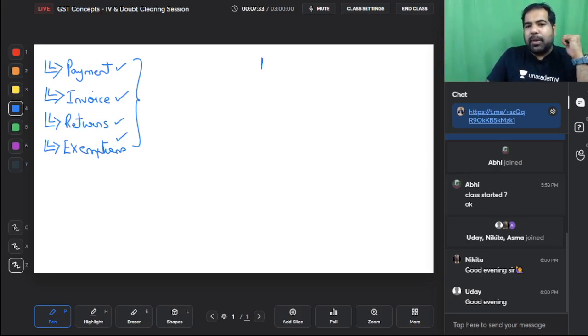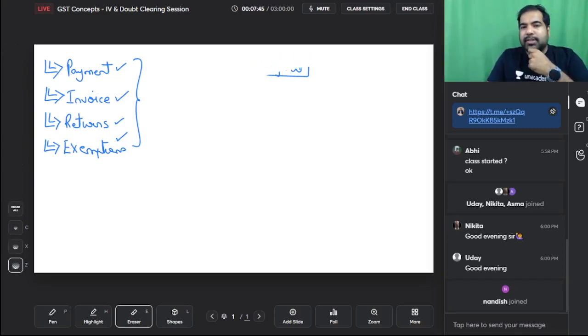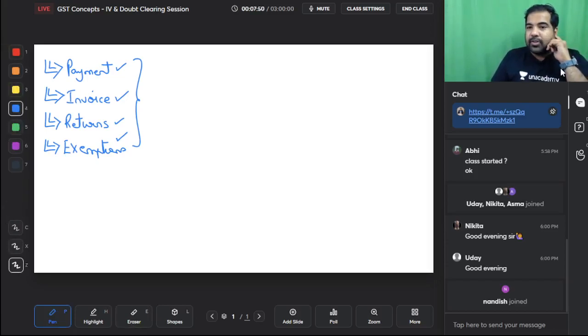We are starting off with payment chapter, guys. Payment chapter is almost done because we've done the main thing of payments. The remaining is going to be done right now. The invoice chapter is all about what kind of invoices, etc., debit notes, credit notes, e-way bills, etc. And returns chapter is about returns that you file and exemptions, whatever we can do.